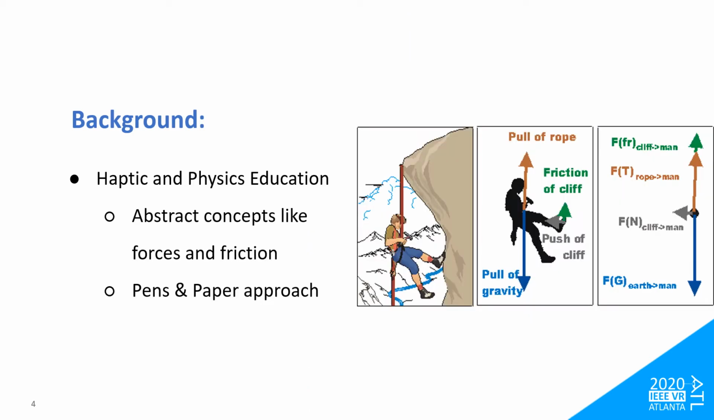However, the development of haptic feedback in physics education remains understudied. The nature of physics education includes abstract and unintuitive concepts like forces and friction, and even though these concepts are tangible phenomena in real life, in classroom settings they are often presented through a pen and paper approach. For instance, forces are presented as arrows of different directions and magnitudes, which can be less intuitive, especially in an elementary classroom.